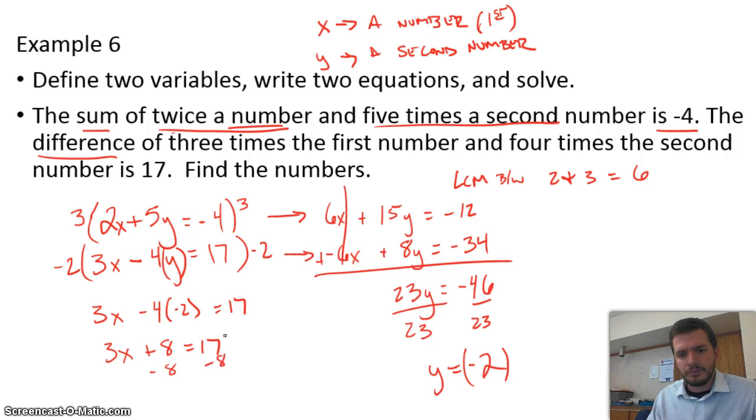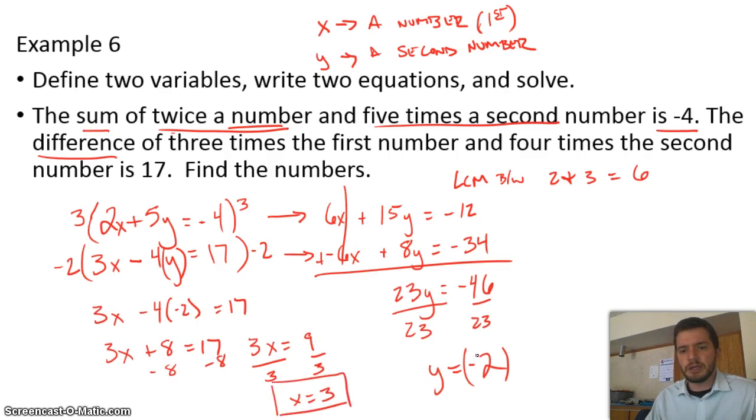Subtract 8. So 3x equals 9. Oop, there go the lights just in time. So x equals 3. So my two numbers, the first number is 3 and the second number is -2.